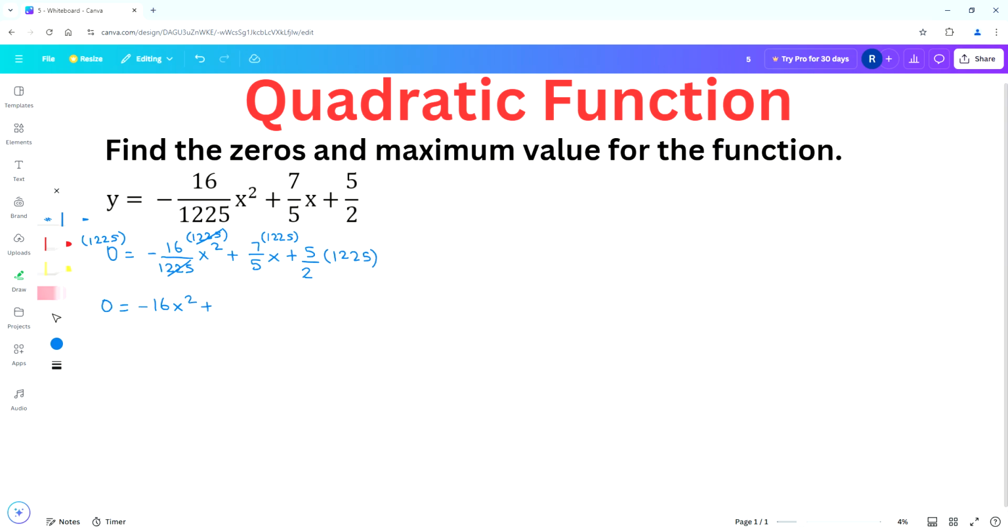Seven over 5 times 1225 is equal to 1715. 5 times 1225 is equal to 6125. The denominator is 2. Next, we can get rid of this denominator 2 by multiplying each term in this equation by 2.